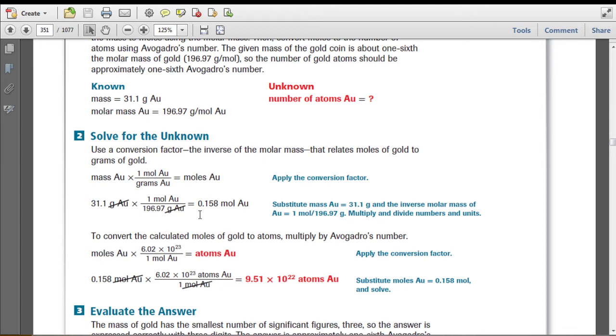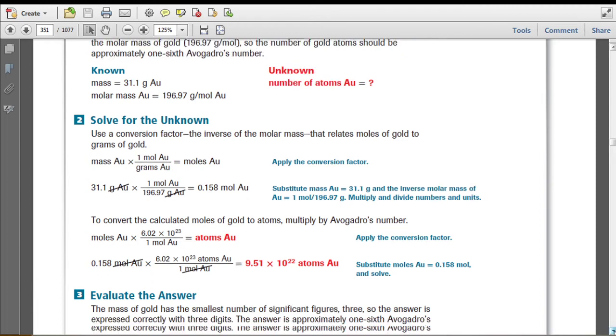Now we can take those moles and multiply it by Avogadro's number over 1 mole so that we can find out how many atoms exist in that 31.1 grams, which turns out to be 9.51 times 10 to the 22nd atoms of gold.